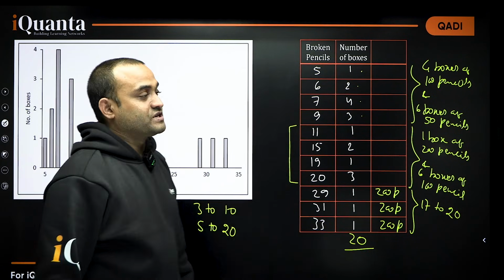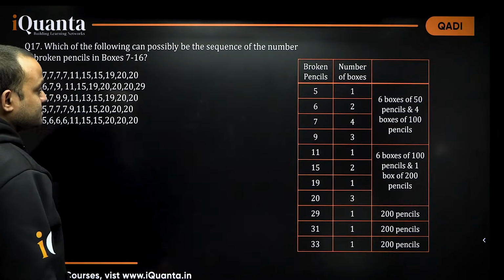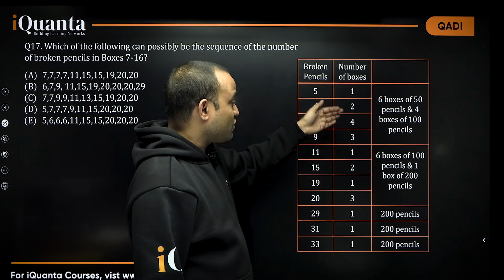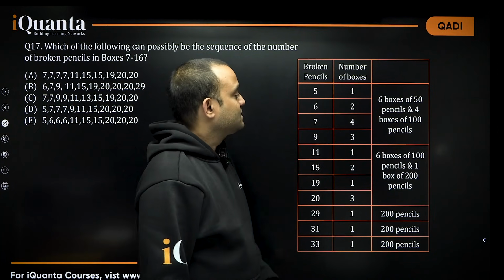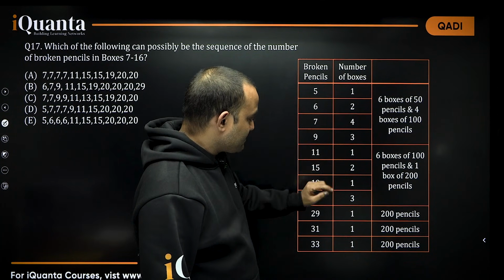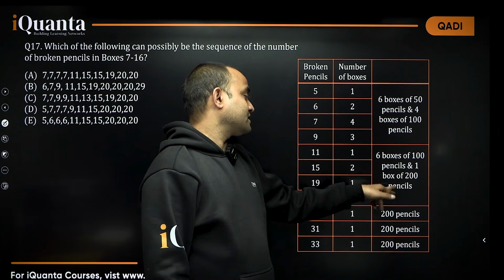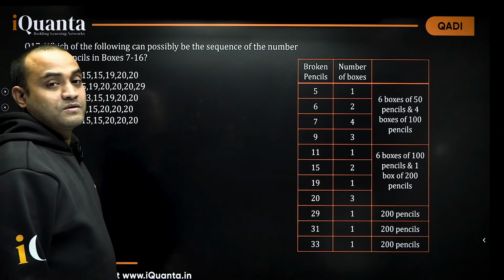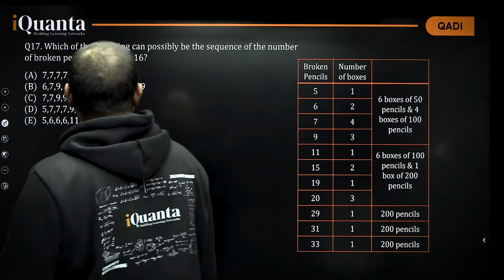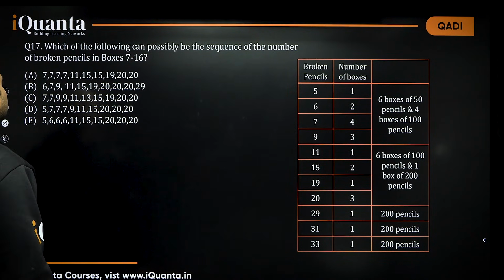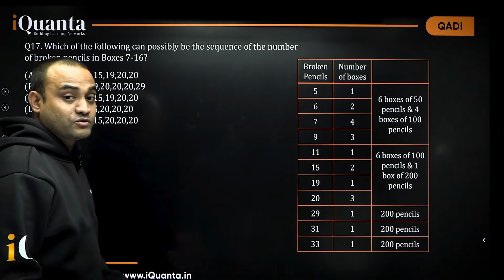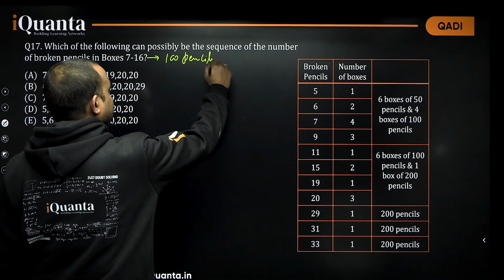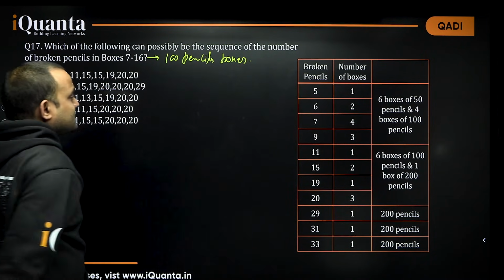This is all the information that we have. So let's try to solve the questions. Out of these 10 boxes, 6 boxes of 50 pencils, 4 boxes of 100 pencils. Out of these 7 boxes, there are 6 boxes of 100 pencils and 1 box of 200 pencils, and then these 3 definitely belong to 200 pencil boxes. Which of the following can possibly be the sequence of numbers of broken pencils in boxes 7 to 10? 7 to 10 means 100 pencil boxes, right?